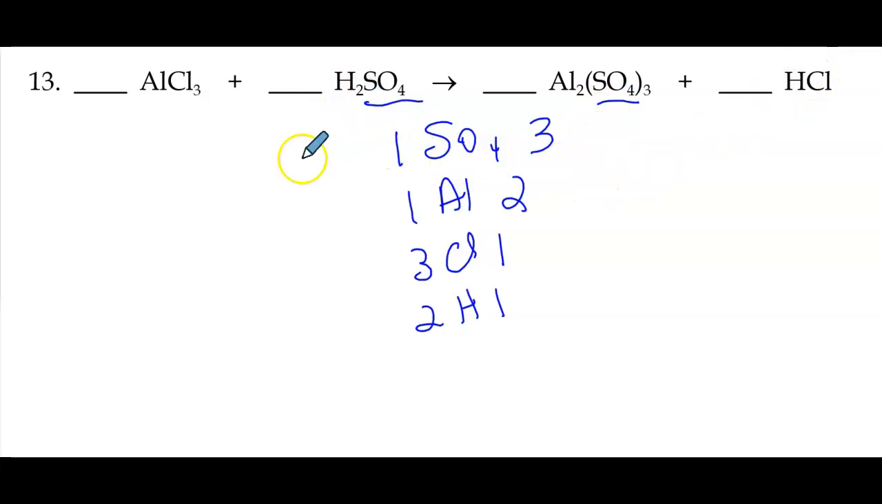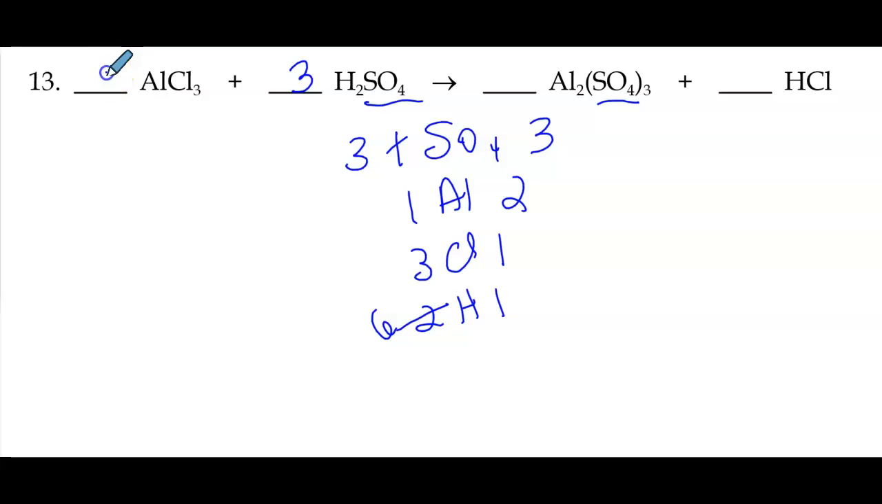So the first thing we're going to do is balance our SO4s. We're going to put a 3 here. That makes, remember, 3 times this. So my hydrogens go to 6, and my sulfates go to 3. So then those are balanced. I'm not going to mess with my hydrogens. You could. I like to go down the list most of the time.